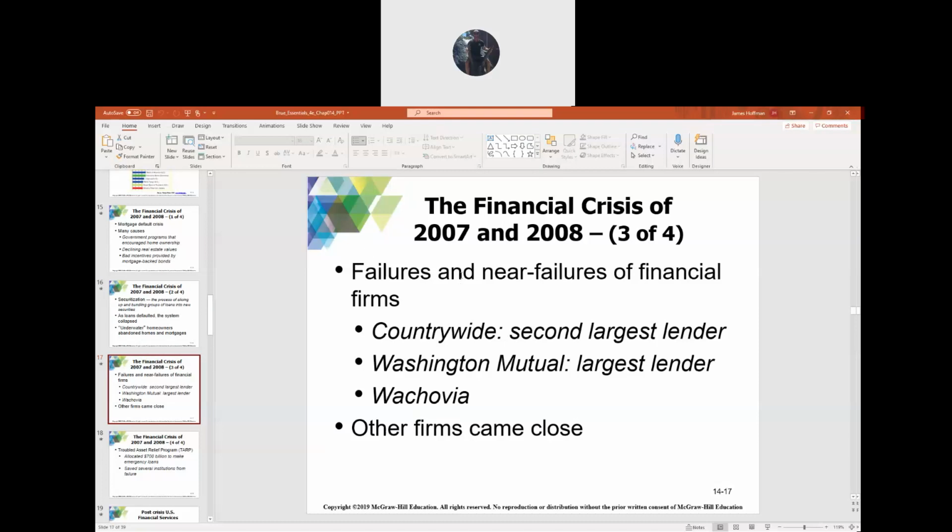Okay, so we had failures and near failures of financial firms. A lot of big banks went under, and some big ones came close. Countrywide Home Loans, I think, went under. Washington Mutual got close. Wachovia got closer, went under. And so a lot of these big mortgage issuing firms or banks either failed or came close to failing.